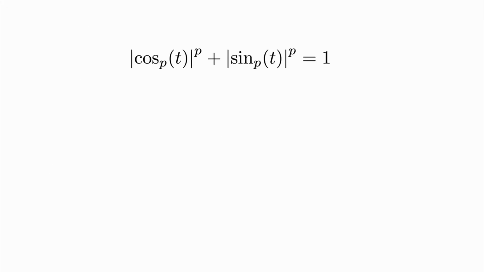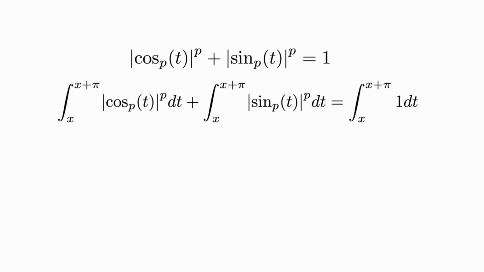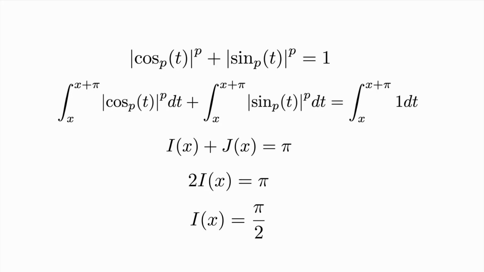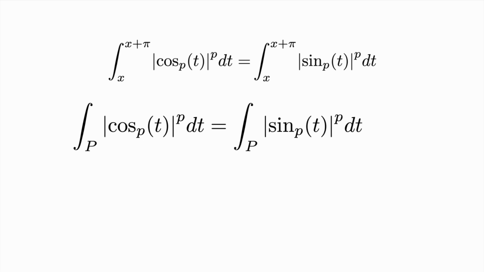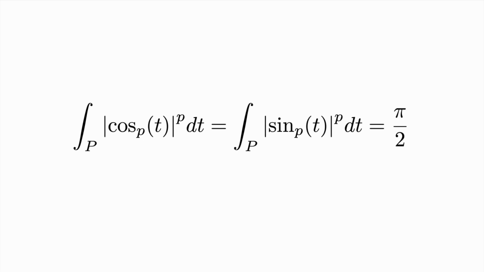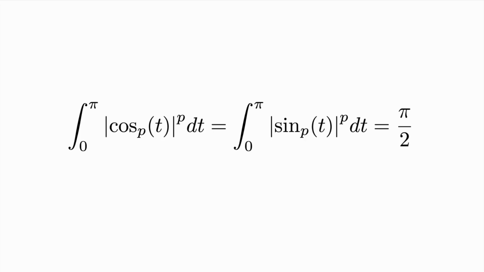Now, if we recall the Pythagorean identity and integrate both sides, we can show that I of x plus j of x is equal to pi. And since j equals I, we can combine the two, leaving us with I equals pi over 2. And once again, using the fact that the integrals are equal, we can end with that the cosine integral is equal to the sine integral along their periods, and that value is pi over 2. Or maybe in an easier form to remember, these integrals from 0 to pi are equal to pi over 2.